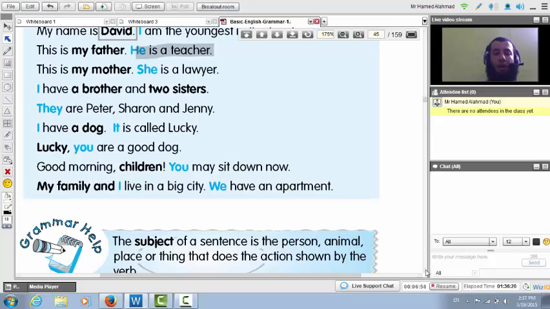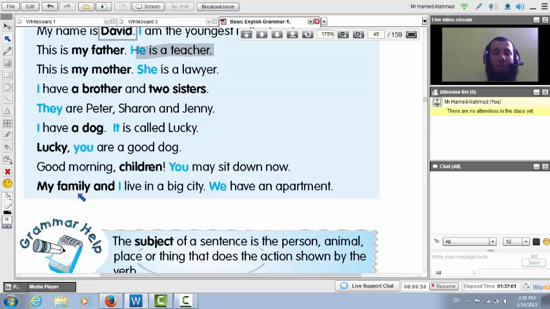Lucky, you're a good dog. Here, we replace the name of the dog, which is Lucky, with the pronoun you. Then here, good morning children, you may sit down. Guys, here we said children. Maybe you have a class with 24 or 25 students; if you want to mention their names, you're going to take half of the time of the period. So it doesn't make sense. Instead of mentioning all their names, it's easier and better to say just you. How are you? Instead of saying how are Ahmed, Khalid, Saad, and so on.